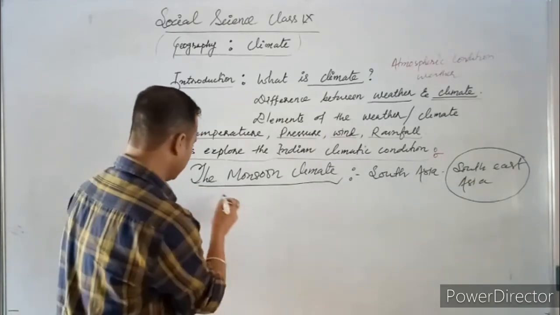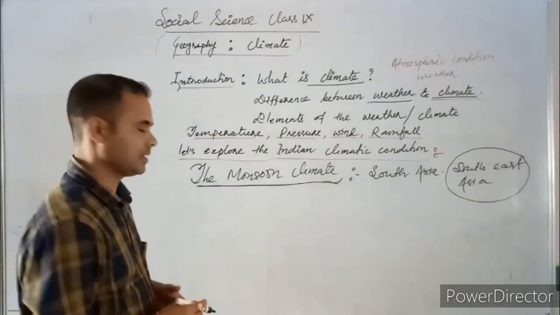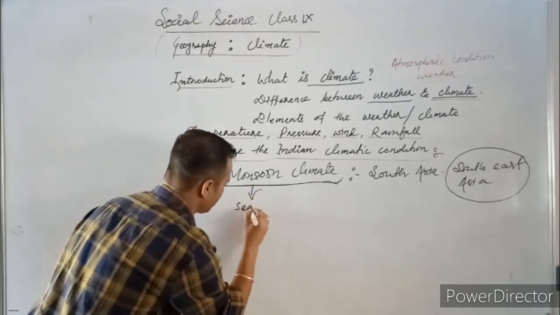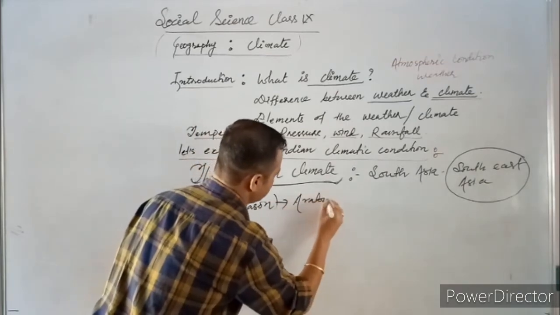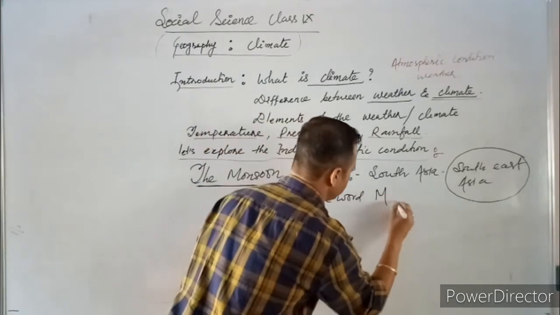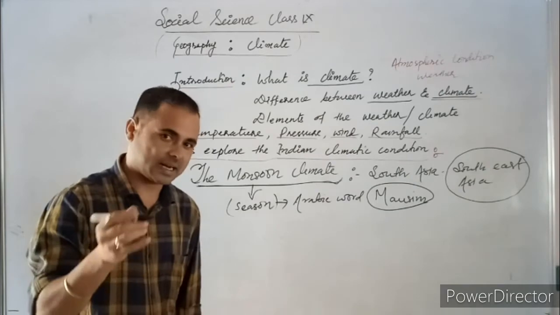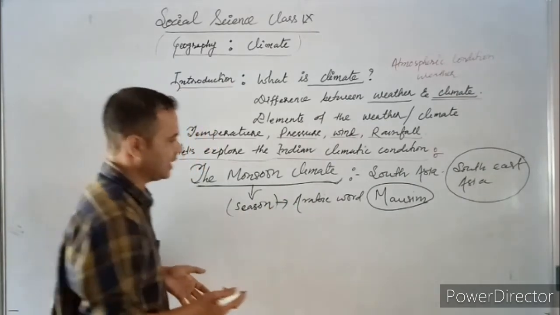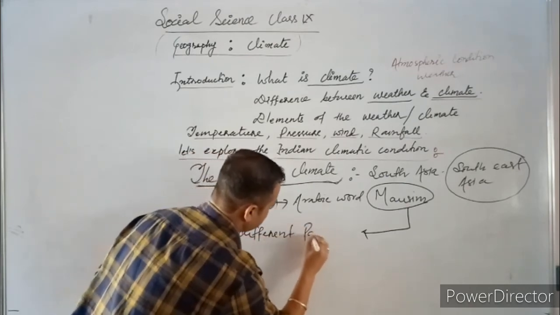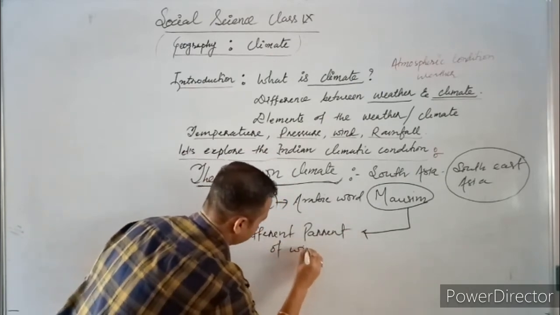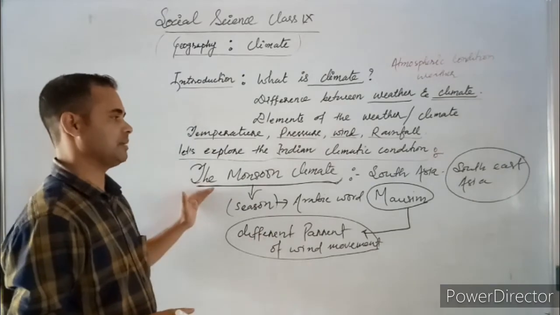Because of this reason only, the Indian climate is called the monsoon climate. Now, what is the meaning of monsoon? Why is it called a monsoon climate? Here, monsoon means the season. The word monsoon is derived from the Arabic word mausim, and mausim means seasons. So Indian seasons are highly influenced, affected or regulated by the different patterns of the wind movement. So India is called a monsoon type of climate.